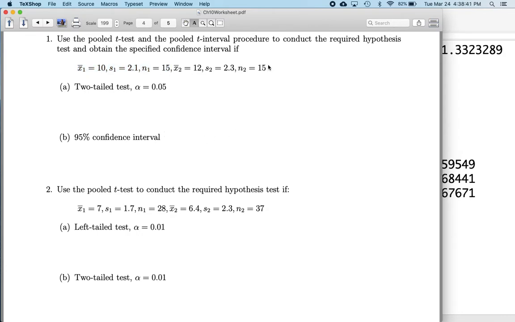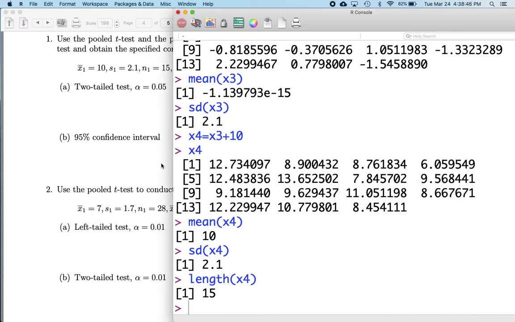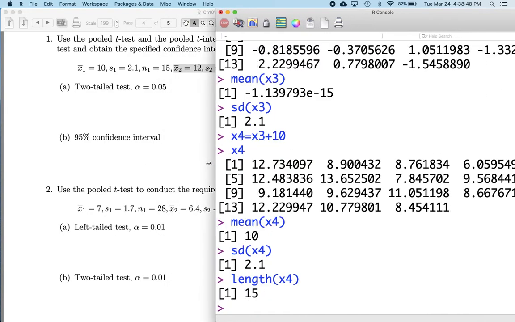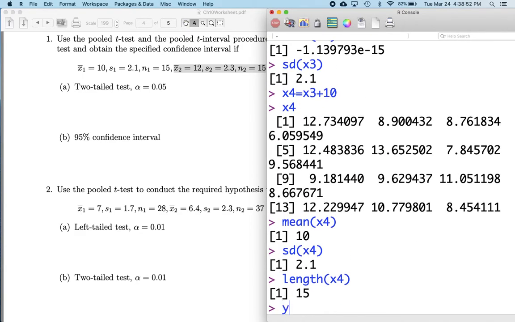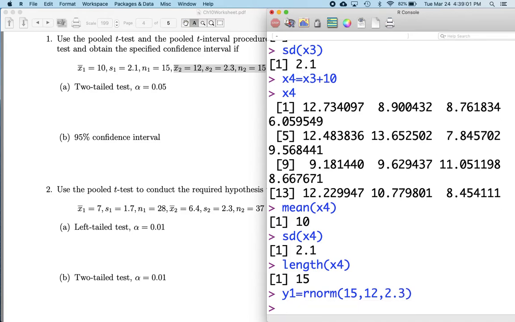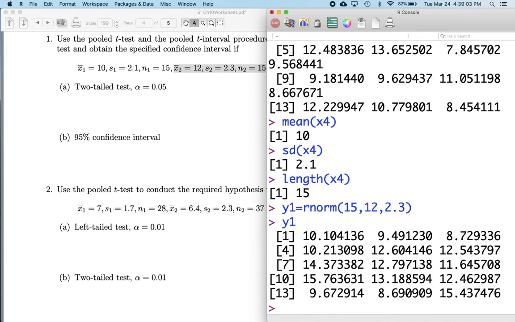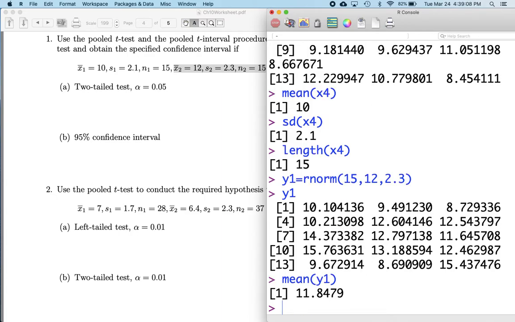So what I'm going to do is let's do that again for these other parameters. So let's say I want to pick 15 values. So again, n2 is 15. So here I'll use y. So y1 is going to be, I'm going to pick 15 numbers from a set with mean 12 and standard deviation 2.3. So it's going to be y1. And again, it's not going to have exactly a mean of 12, and it's not going to have exactly a standard deviation 2.3, but we'll fix it.